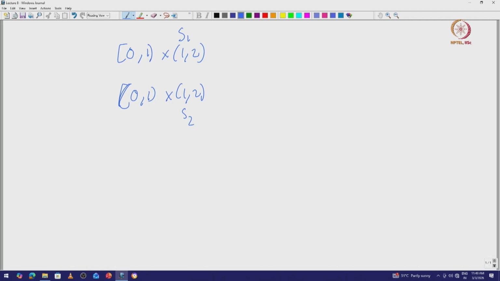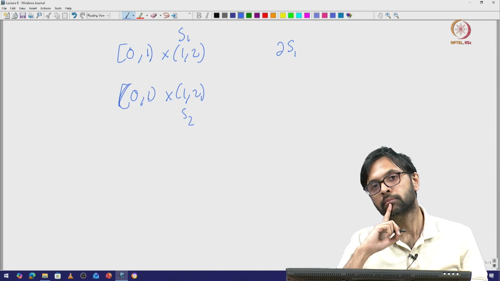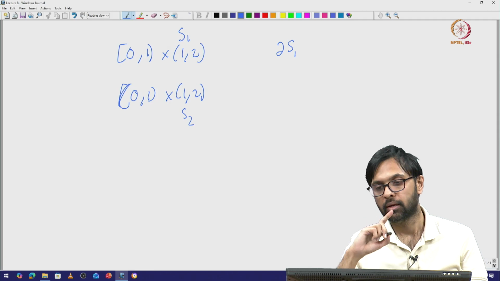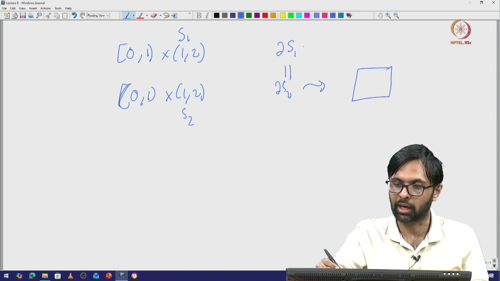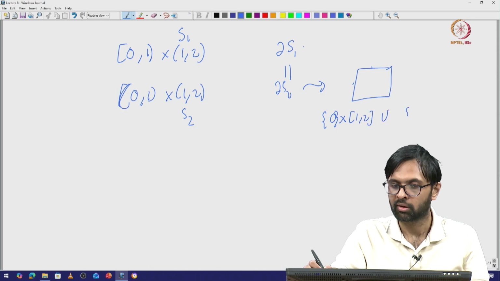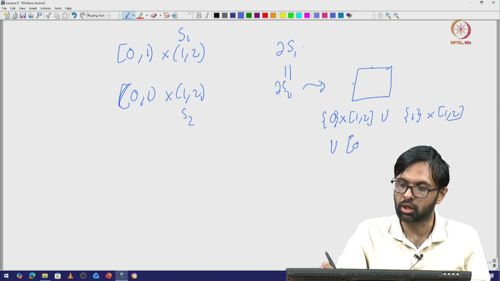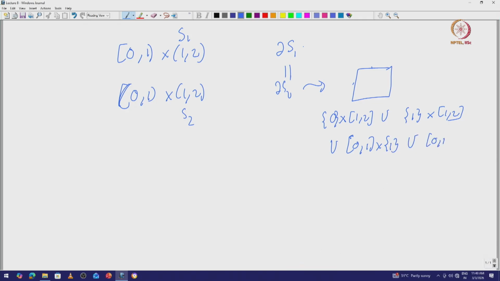right. Now what is the boundary of S1? Boundary points are points that are neither interior nor exterior, right. So morally the boundary of S1 and S2 will coincide and they will both be the rectangle, namely you take {0} cross [1,2] union {1} cross [1,2] union [0,1] cross {1} union [0,1] cross {2}. Okay, so both the boundaries are these.